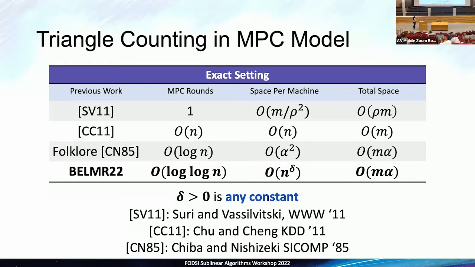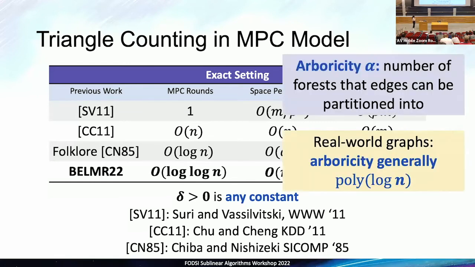So the first algorithm I just mentioned is for bounded arboricity graphs. Arboricity, really quickly, for anybody who hasn't heard of this before, is the number of forests that the edges in the graph can be partitioned into. Intuitively, you can think of arboricity as a measure of the sparsity of a graph. And generally, well, theorists like to say that for real world graphs, arboricity generally is polylog n. And I think we ran some experiments, this is generally true. Arboricity is generally pretty small compared to the number of edges in the graph.